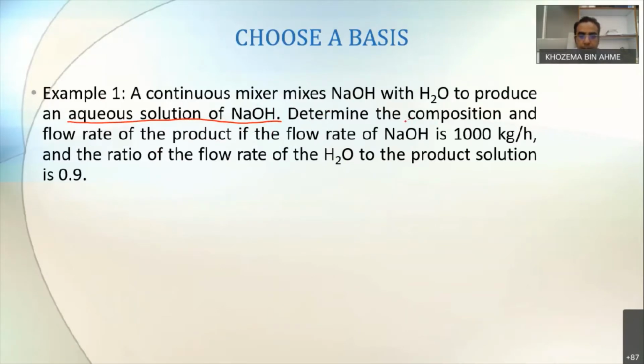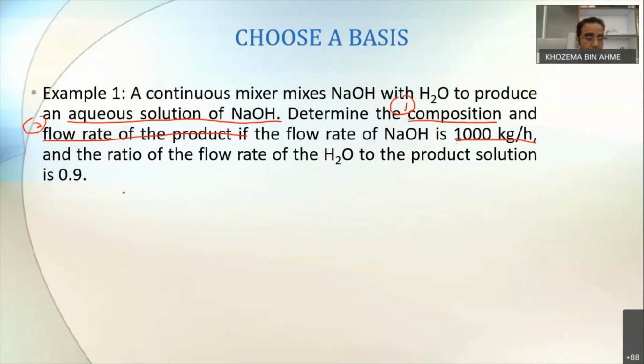Determine the composition. This is the first thing that you need to find, the composition and the flow rate of the product. This is the second thing that you need to find, if the flow rate of NaOH is 1000 kg per hour.